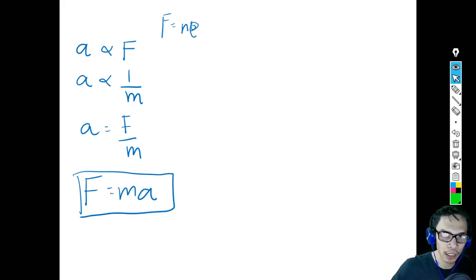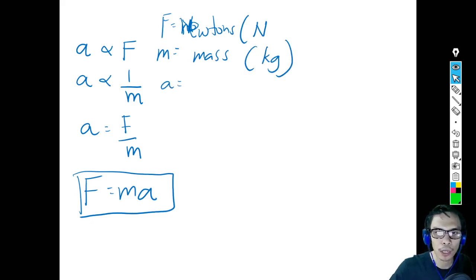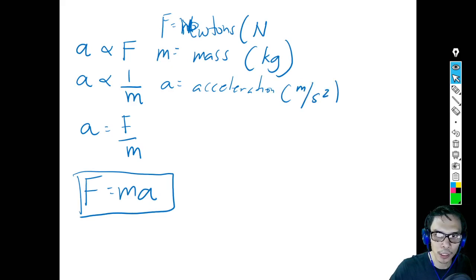Remember that force is anything, a push or pull. It is measured in newtons, with a capital N. Then we have m for mass, in standard kilograms. And we have the acceleration, which is in meters per second squared.